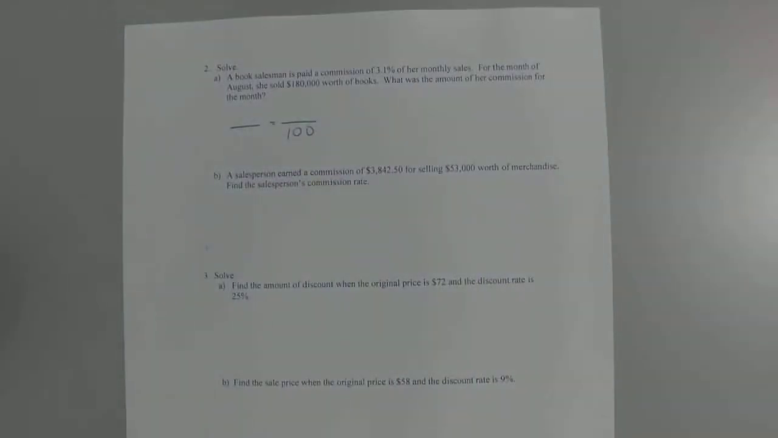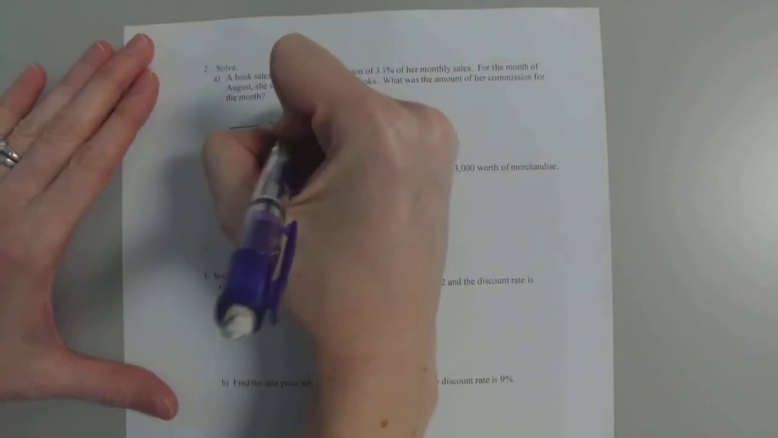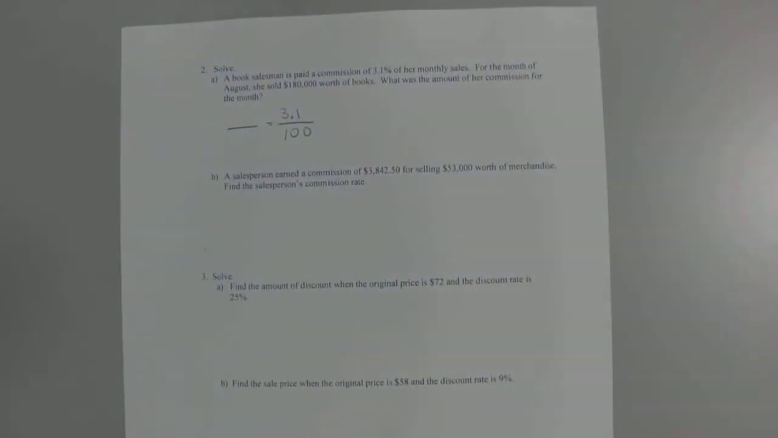So let's see what's going on here, guys. We have blank equals blank over 100. Let's go ahead and read the problem. It says a book salesman is paid a commission of 3.1% of her monthly sales. Where can we put the 3.1 right off the bat? Over the 100. There's not really any questioning there, is there?